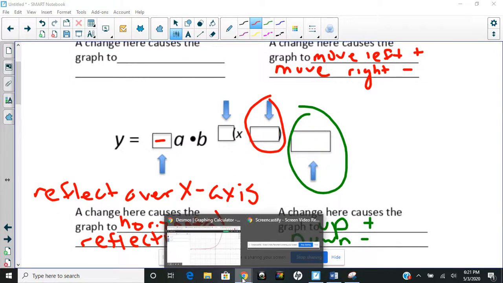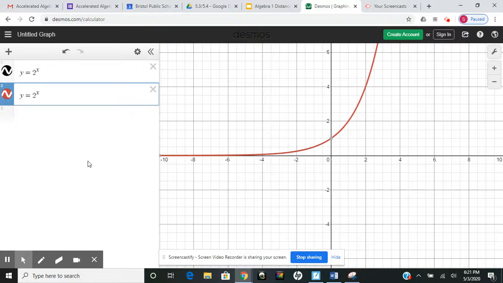So I'm going to go into Desmos real quick before we go any further so you get an idea. Y equals 2 to the x is an exponential. If I put a negative in front of it, it flips it. So it took the graph and changed it so that instead of going up, it's going down. And this right here is the x-axis. It's also the horizontal axis. So we're calling it a reflection over the x-axis or a horizontal reflection. So that's what happens when you have the negative in front of everything else.